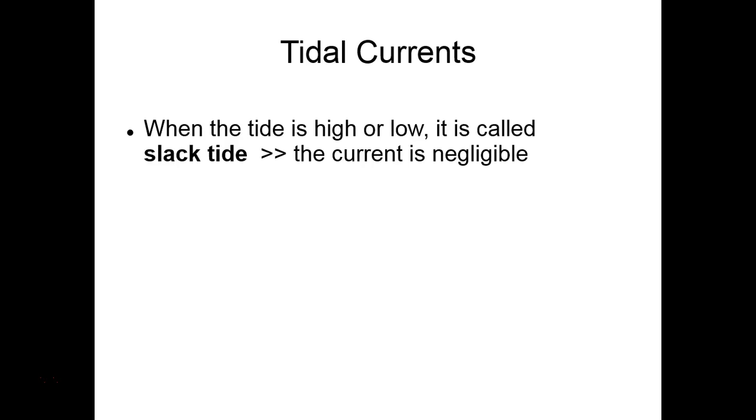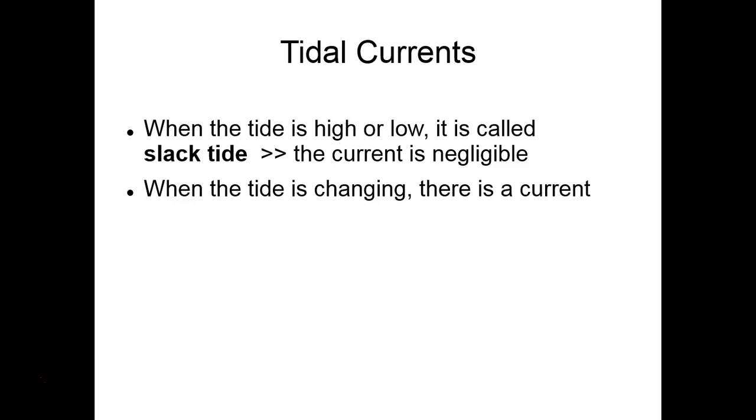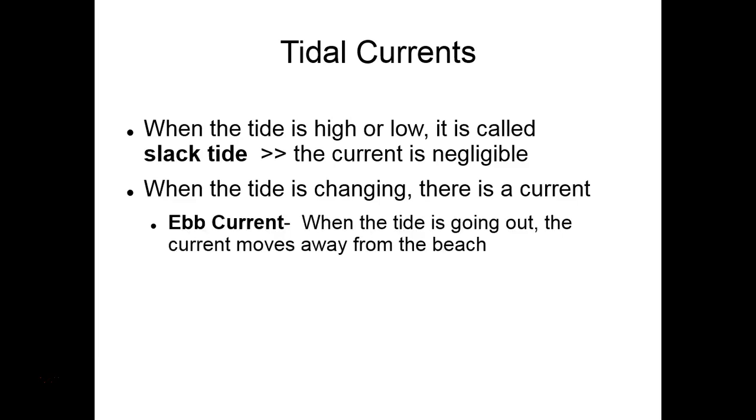Okay. Now, when tides occur, they also create currents, or movement of water horizontally. When the tide is high or low, we call that slack tide, which means that there is no current. Right at high tide or right at low tide, there's no current created. But when the tide is changing, there is a current that gets created.